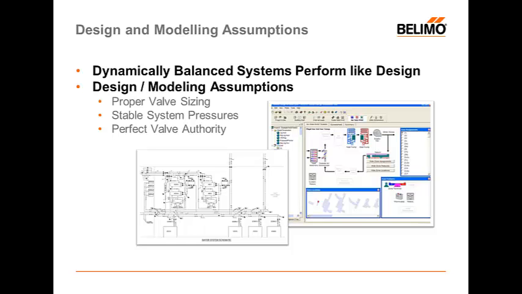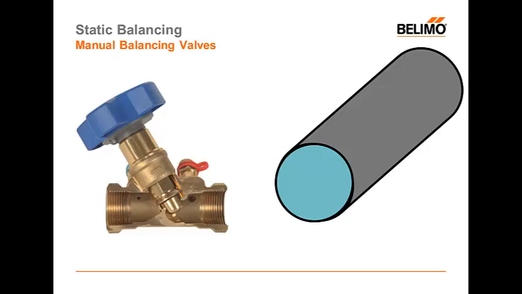As we'll see from the following examples, none of these assumptions are fair unless we're using pressure-independent valves, and therefore, if we want our buildings to behave in the same manner in which our modeling shows them to, we need to put the type of equipment in that matches the model. Let's first start by talking about balancing valves. We'll start with a manual balancing valve.